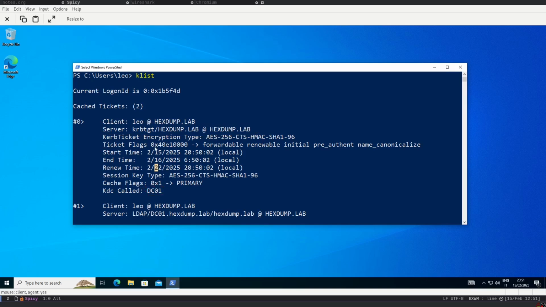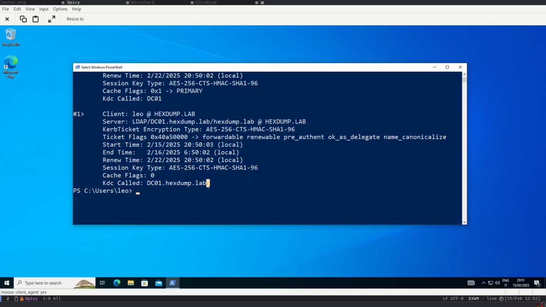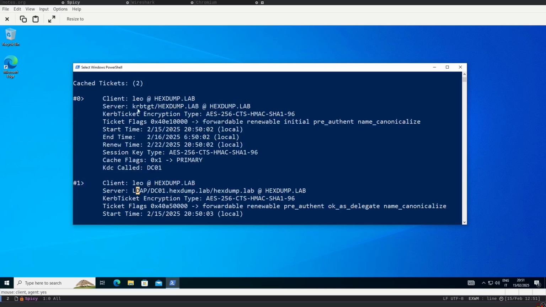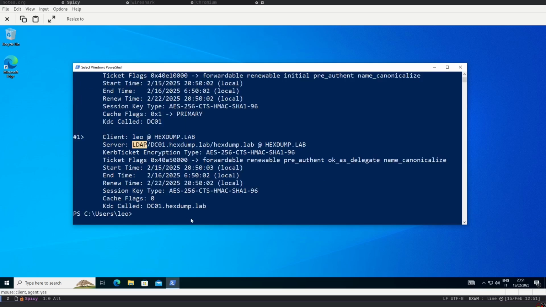And then we have a different ticket. This time the server is no longer KRB TGT, but it is LDAP. So this second one is actually a service ticket that was obtained with that TGT. And this service ticket is used to connect with LDAP, so with the LDAP server of the Active Directory domain.